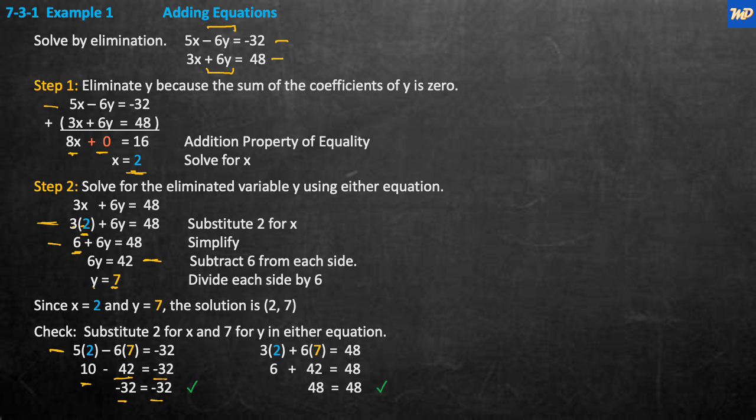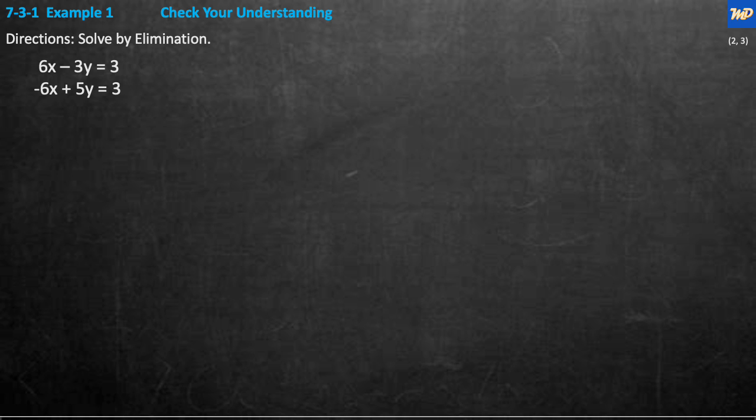Let's try the other equation. 3 times 2, our x value is 2, is 6. And 6 times 7 is 42, right? Because now the y value is substituted for 6y. If you add 6 and 42 together, you get 48. And 48 equals 48. So we've checked it now. Both equations are solved. Okay? Good deal.